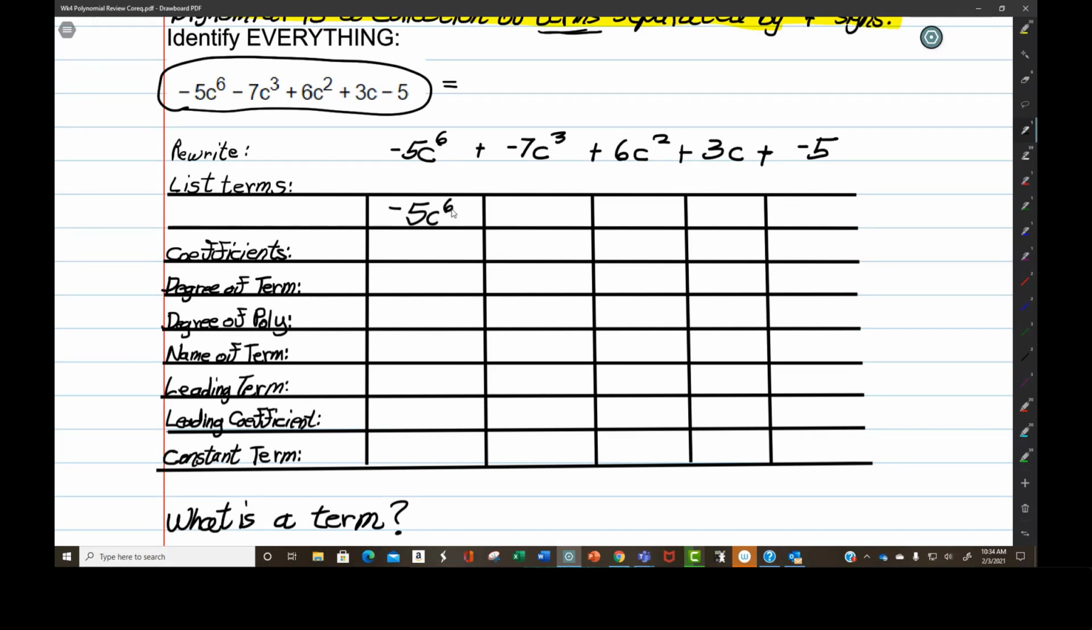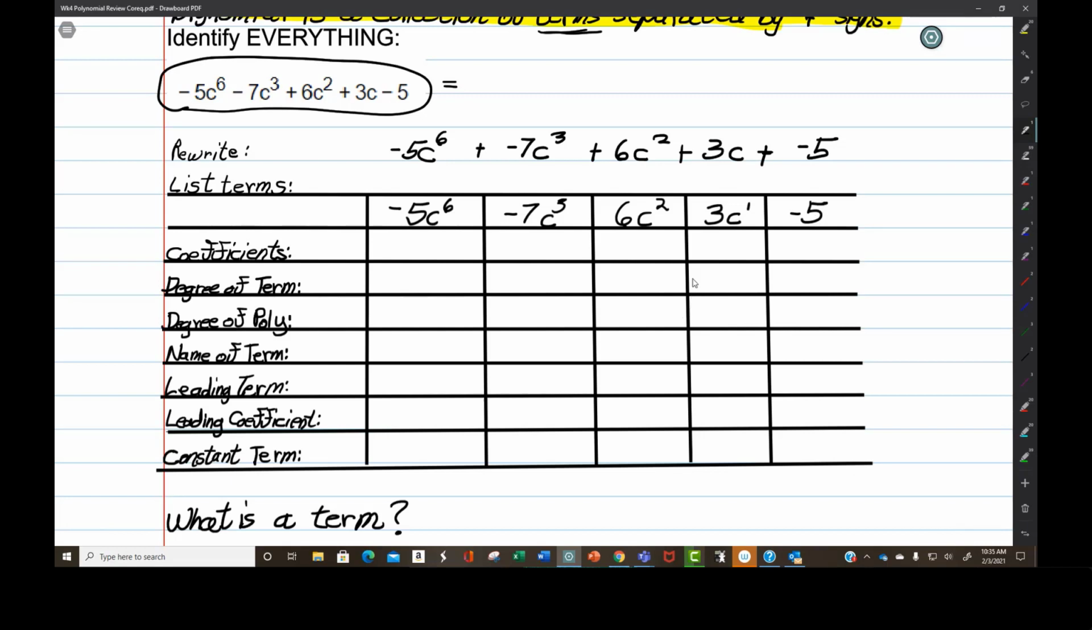So negative 5c to the sixth is the first term. Negative 7c to the third is the second term. 6c to the second power, which is the third term. And then 3c to the 1 power. And then negative 5.